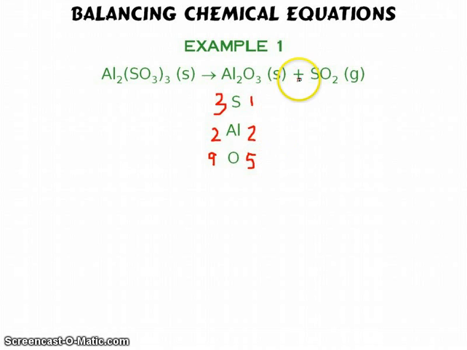We'll start with balancing sulfur because it appears in only one location. Placing a 3 in front of sulfur dioxide corrects this, and also in the process corrects my oxygens, so that I've satisfied the law of conservation of mass.